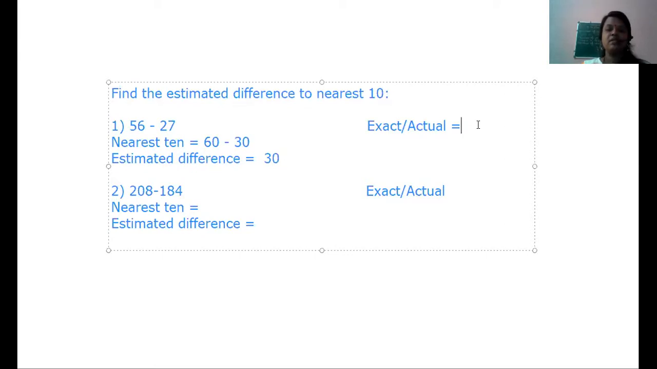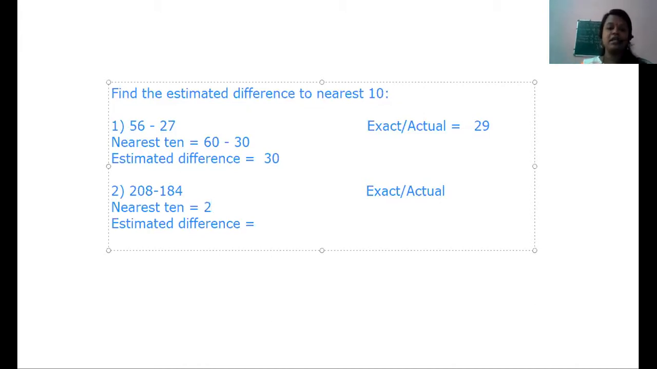But let us see what the actual difference is. If we subtract 56 minus 27, 6 minus 7, of course we cannot, so we need to borrow from 5. 16 minus 7 results in 9, and we have 4 minus 2, that is 29. You could make out that 29 is the exact difference, but the estimated difference is approximately, or close to, 30. The same way, let us try 208 minus 184.